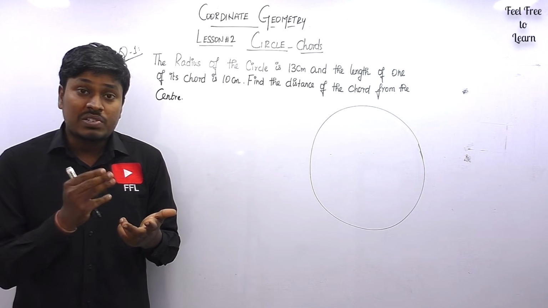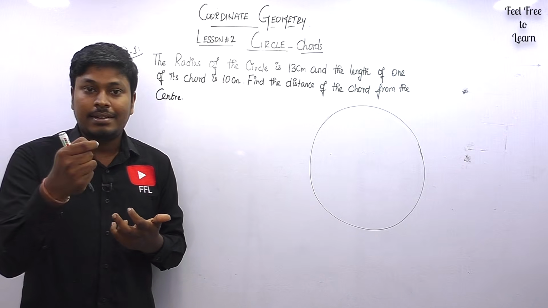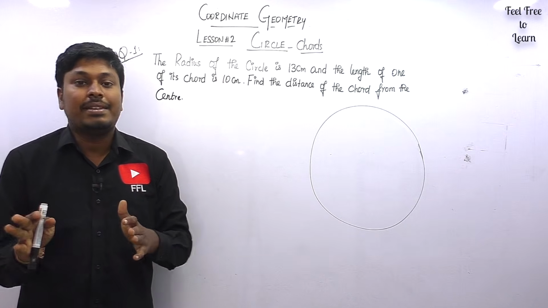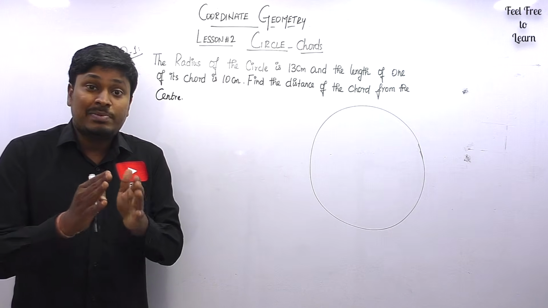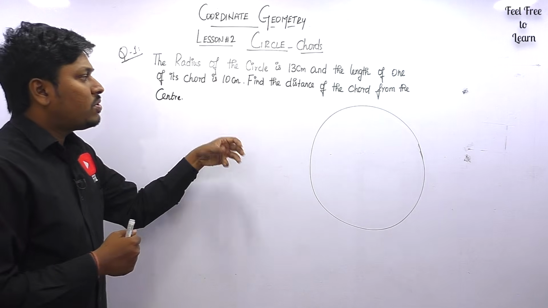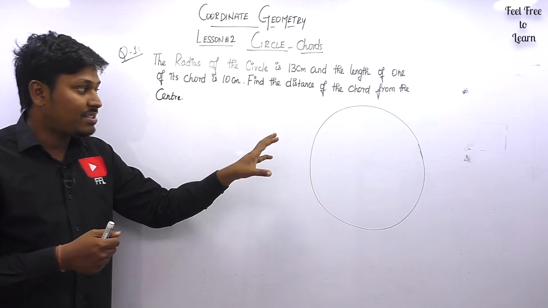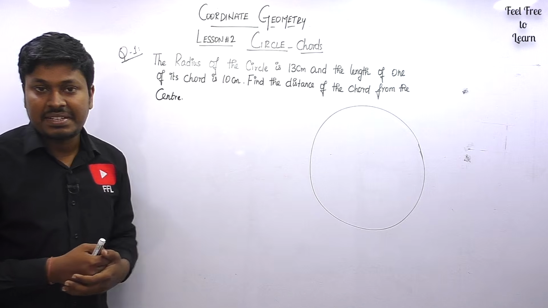So remember what bisect means: a perpendicular line that is drawn from the center to the chord always bisects it. The meaning of bisect is it splits the chord into two equal halves. Got it, friends? So now let me move on to some basic questions, then we can solve some of the competitive questions that were previously asked in various exams.